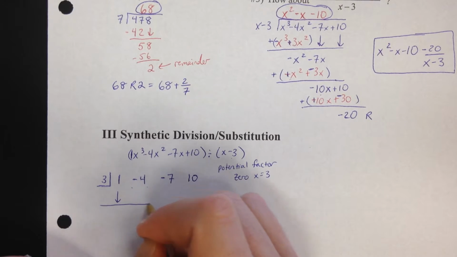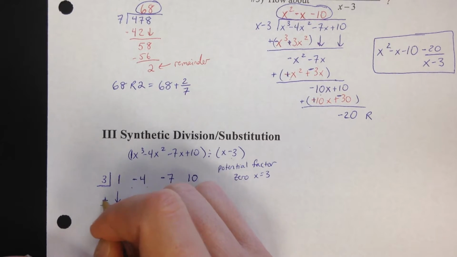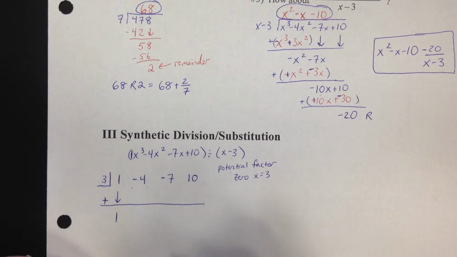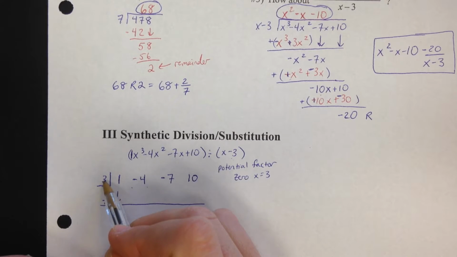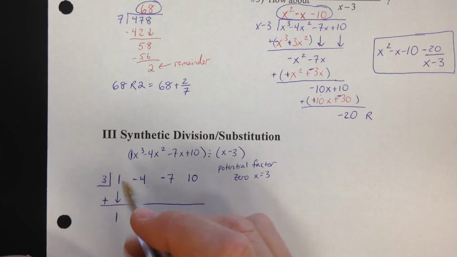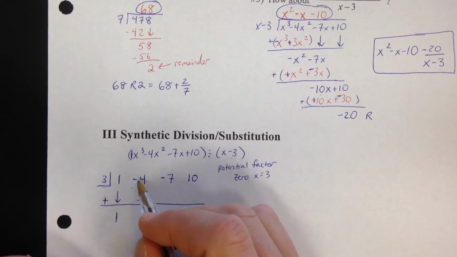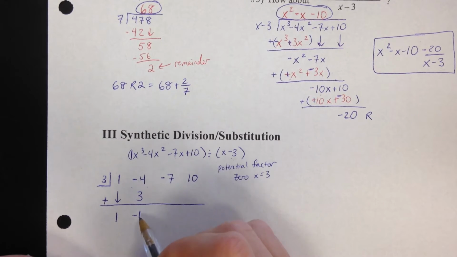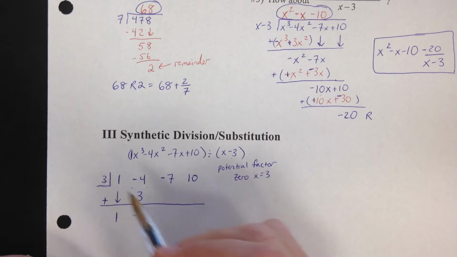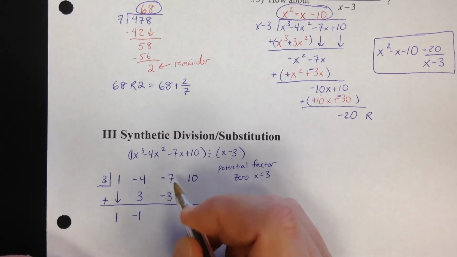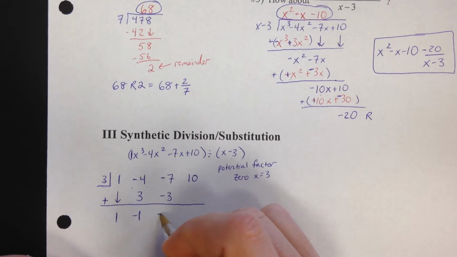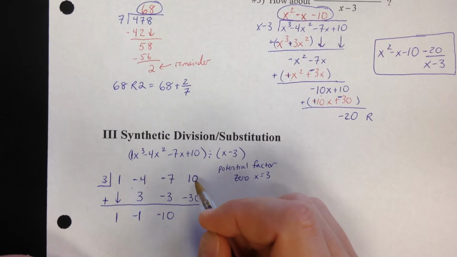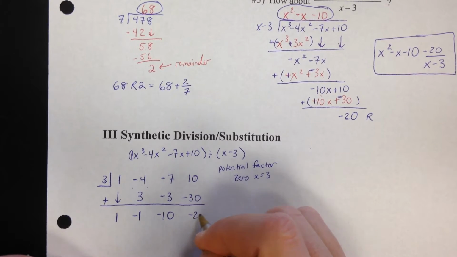The advantage to this is we're going to be adding for the most part. I bring the first number down, which is 1. I take that number and I multiply it by this number, which is 3. 1 times 3 is 3. And now I'm going to add. Negative 4 plus 3 is negative 1. This number is going to multiply the 3, so that's negative 3. Negative 7 plus negative 3 is negative 10. Negative 10 times 3 is negative 30. 10 plus negative 30 is negative 20.